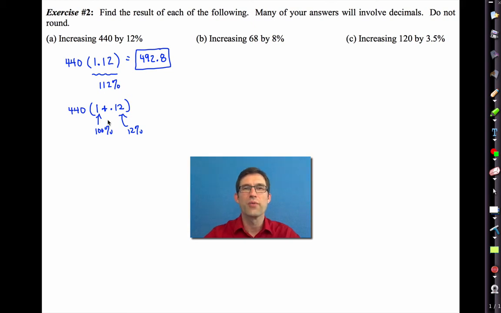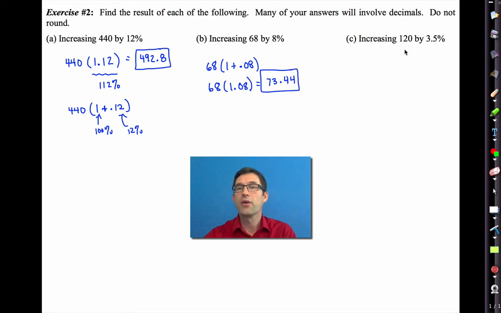All right, let's go through them. Increasing 68 by 8%, we're just going to do 1 plus 0.08, 100% plus another 8%. So in other words, we're going to multiply 68 by 1.08. Please note, if you multiplied by 1.8, you're actually increasing by 80%, which is way more than what we want. Anyway, in that case, we get 73.44.